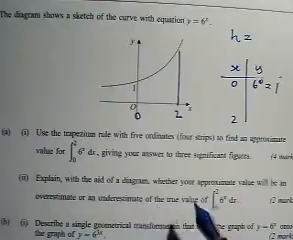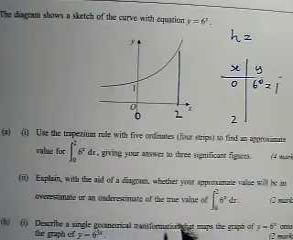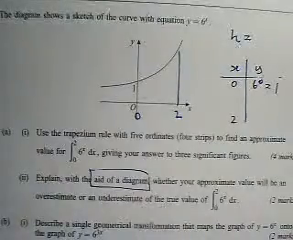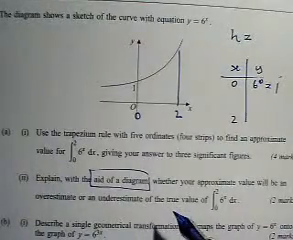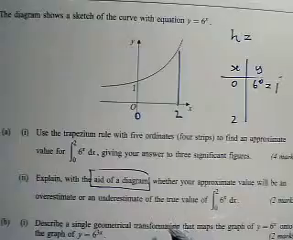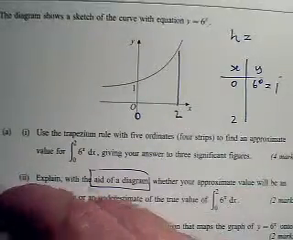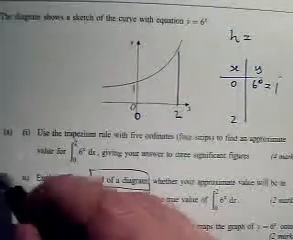Then we've got to explain whether that's an overestimate or an underestimate. So it says use a diagram, so you must draw a diagram, and they like it if you show the right number of strips, which is a bit of a pain really, because it's easiest to show just using one strip on a suitable bit of the graph.